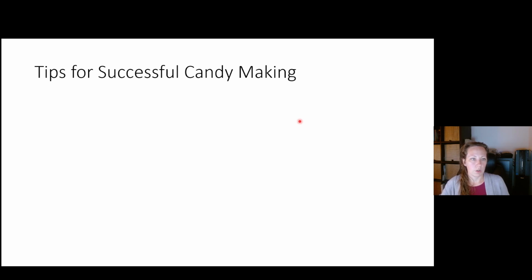Okay, so some tips for successful candy making: understanding the crystallization process, and monitoring the concentration of your sugar solution, which we do really with the temperature. The sugar concentration is going to increase as the temperature increases, and as the water evaporates, the sugar concentration increases and the boiling point increases. And so we know what the concentration is just based on the temperature that it is boiling at.